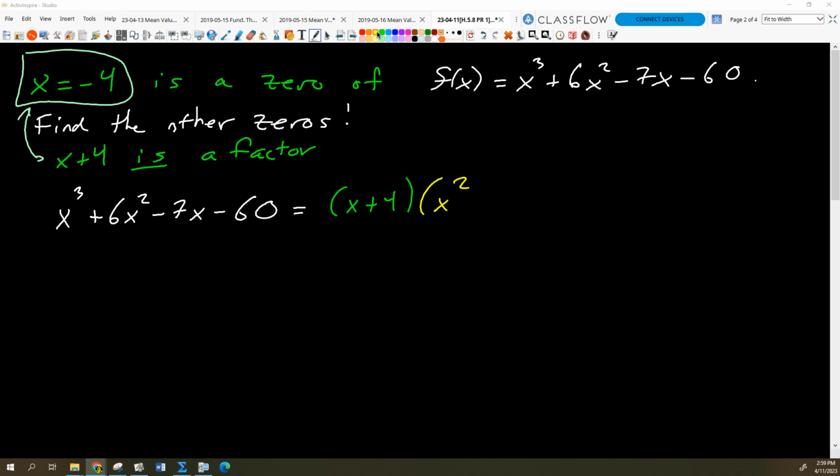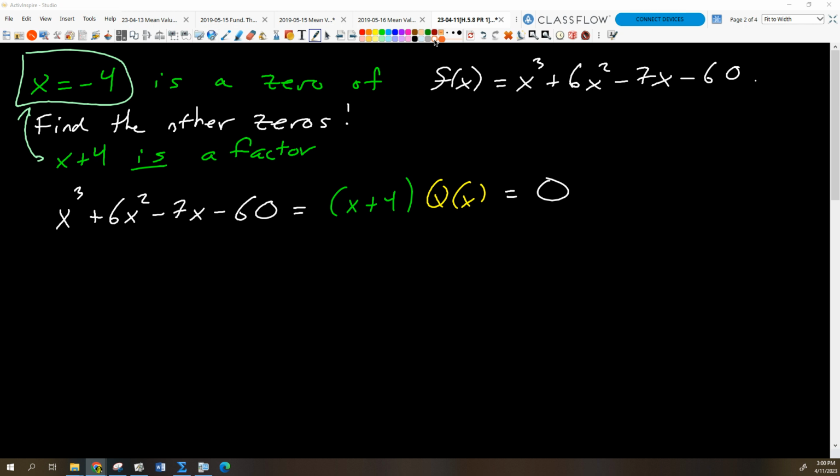In fact, it has to be x squared, because if I distribute, leading term times leading term has to give me x cubed, doesn't it? Right? So I know this is going to be something quadratic, but I don't know the rest of it. So let's just call it q of x, q for quadratic, right? And that whole thing eventually is going to equal 0.